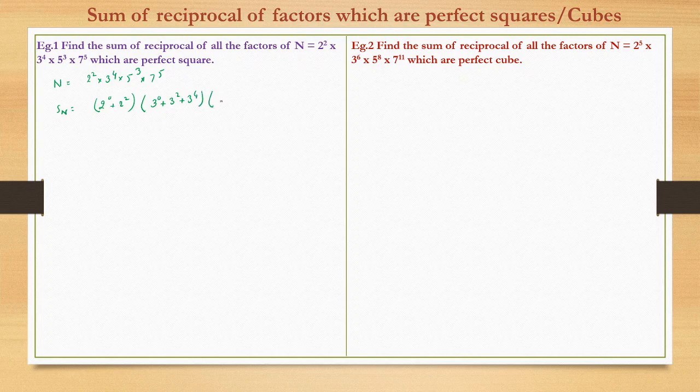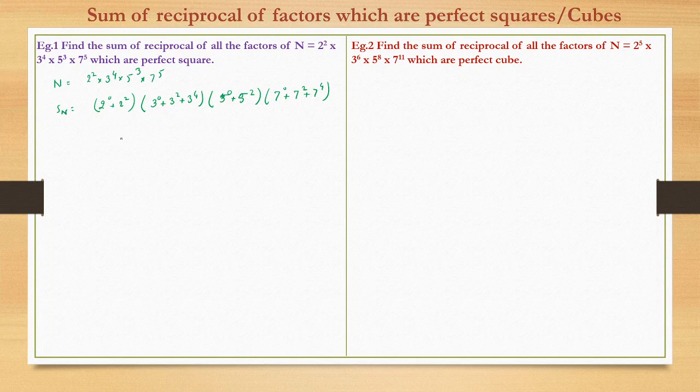We will go for every prime number maximum up to the power it contains in the number. So in case of 5, we will go up to 5 raised to power 2. In case of 7, we will go up to 7 raised to power 0, 7 raised to power 2, 7 raised to power 4. Right. So this would have been the answer had the question been to find the sum of all the factors of the number which are perfect square.